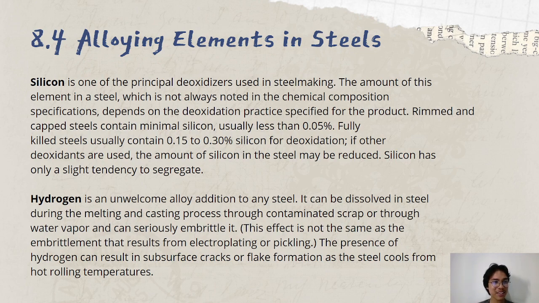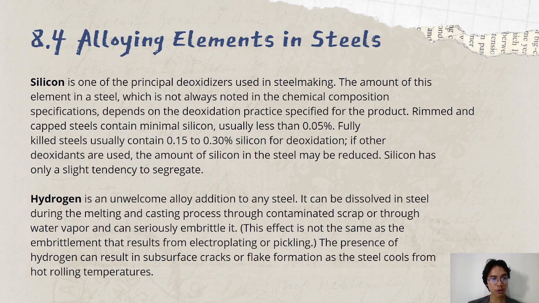Rimmed and capped steel contains minimal silicon, usually less than 0.05%. Fully killed steel usual content is 0.15 to 0.30% silicon for deoxidation. If other deoxidizers are used, the amount of silicon in the steel may be reduced. Silicon has only a slight tendency to segregate.